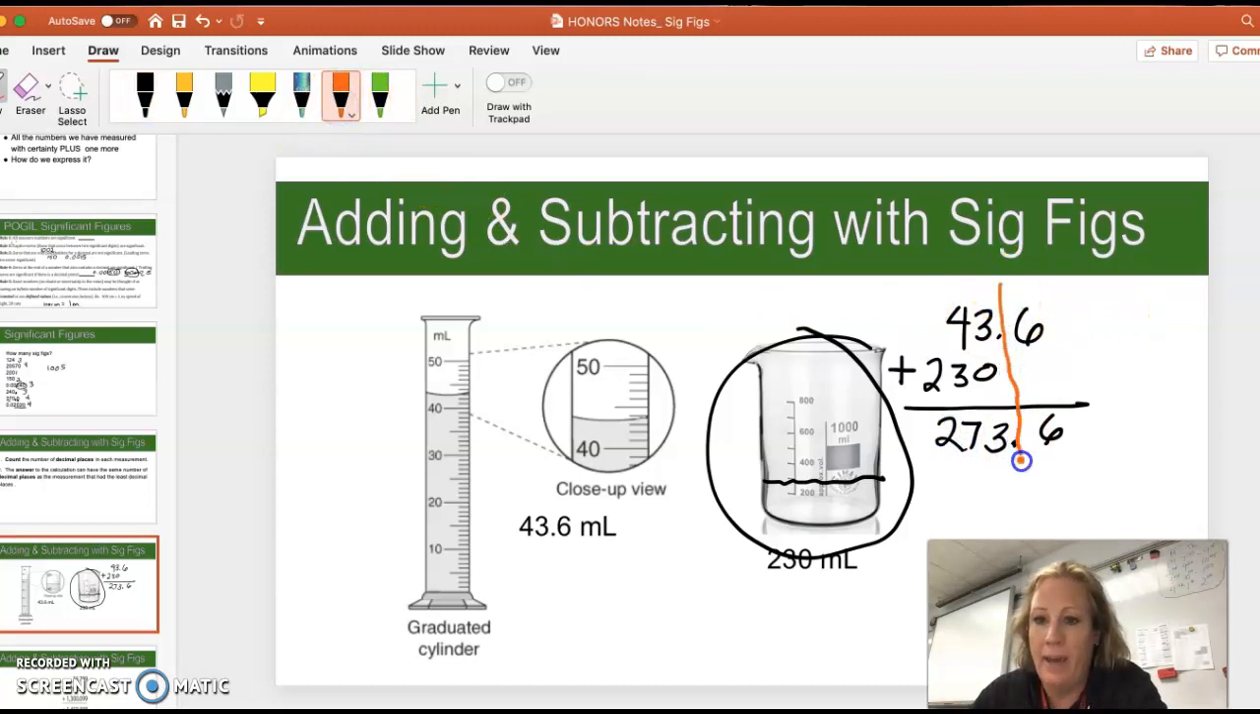I can't go past the 1 spot because of this weaker instrument. So that's where I'm going to cut it. I'm going to cut the number or round the number. And then I look back 1, and if it's 5 or greater, round up. So my answer would be 274 milliliters.